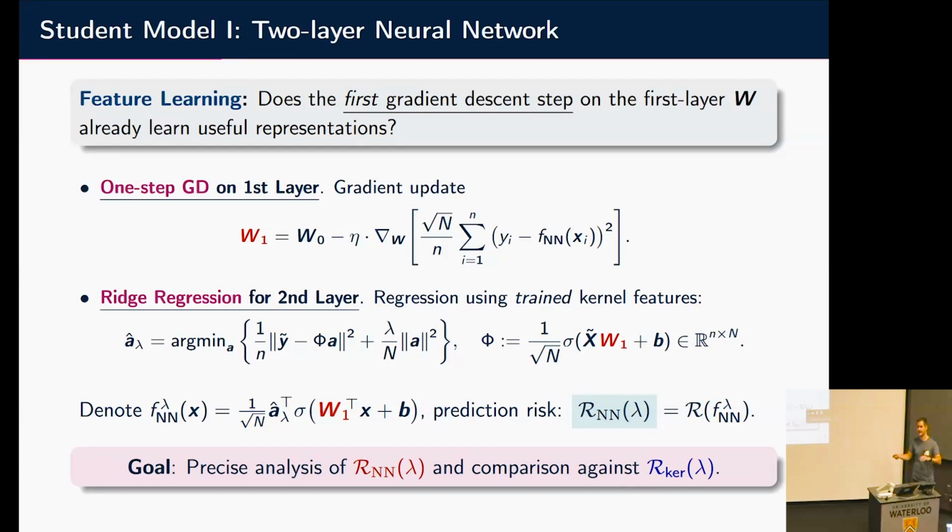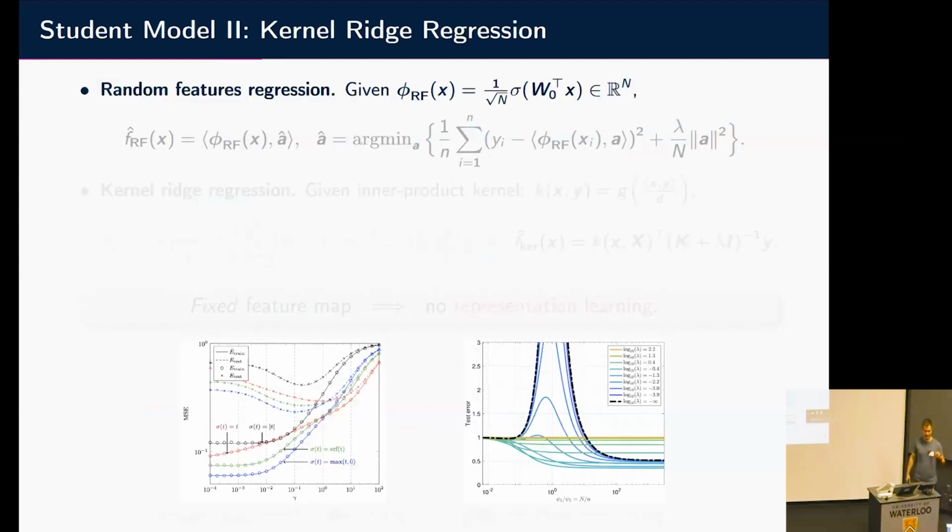So this is the training procedure, and we want to show that this risk is smaller than some baseline. We want to show the risk of the neural network is small compared to some baseline, and that baseline is going to be the risk of some kernel methods. So student model 2 is pretty much our baseline and what we're going to compare neural networks against.